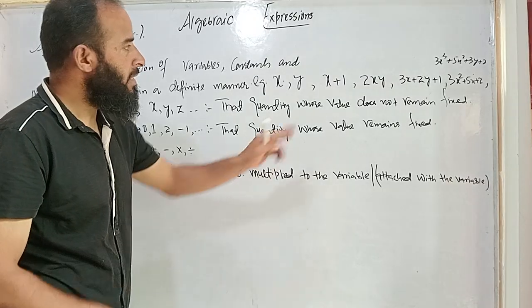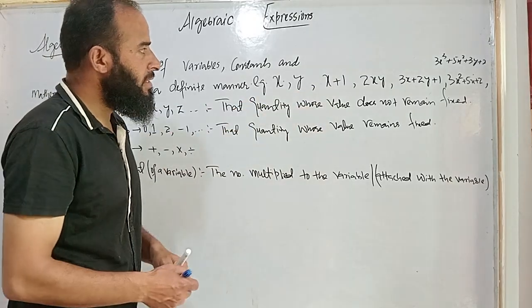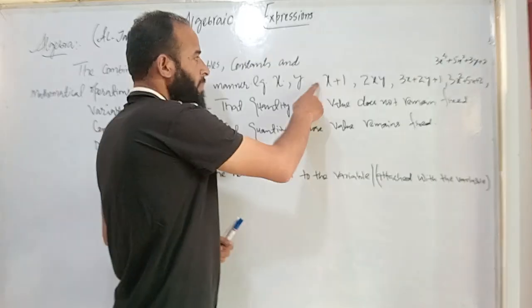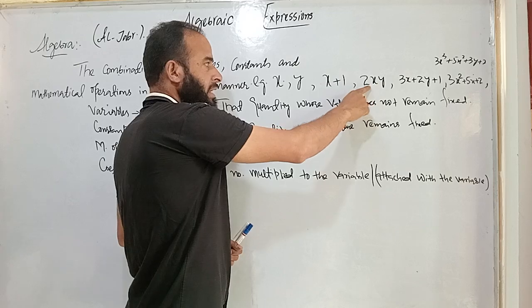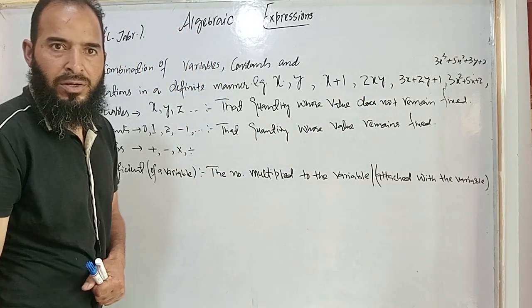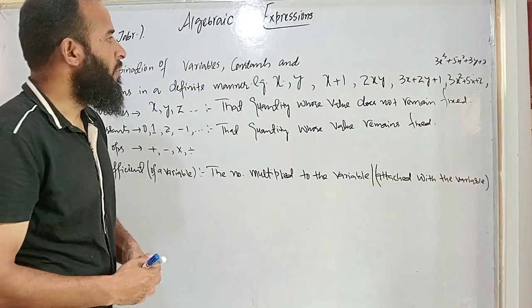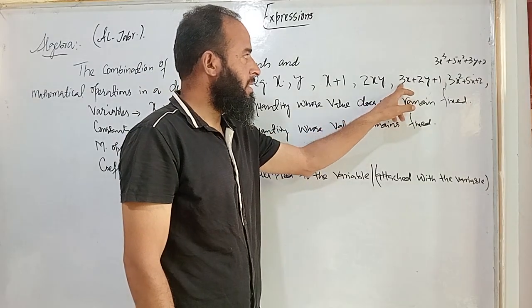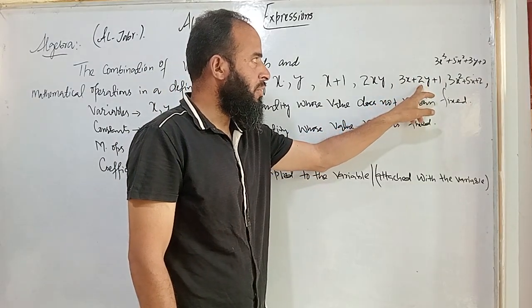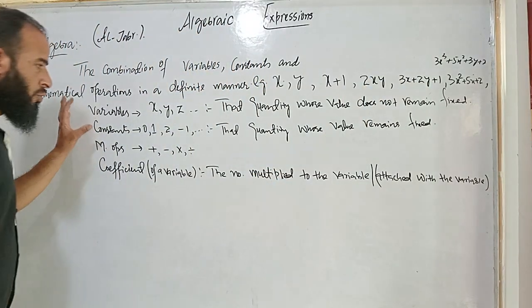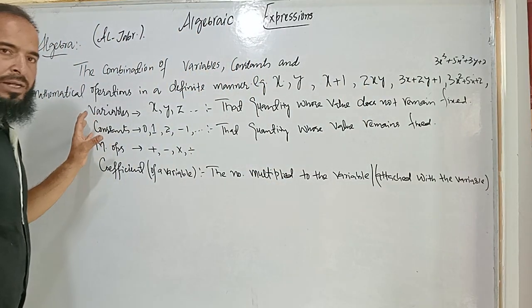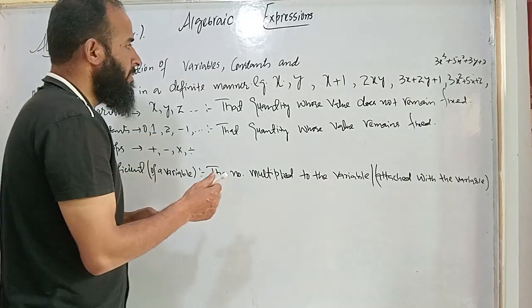What is the coefficient of x? Here the coefficient of x is 1. What is the coefficient of x here? It is 2. Likewise, what is the coefficient of x? It is 3. Coefficient of y, it is 2 here. Okay, constant term is 1. So these were some parts of an algebraic expression.